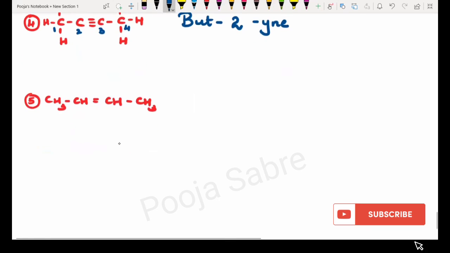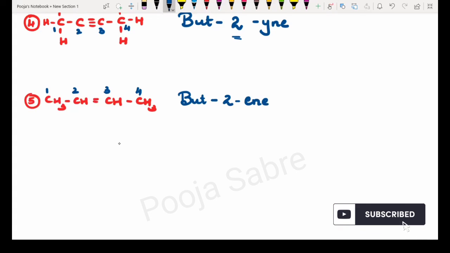Similar way, if I have a double bond containing compound, I'm going to number it 1, 2, 3, 4. The double bond or the triple bond in the previous example, as you can see, children, the triple bond is present between second and third carbon. So always take the lower position. So the numbering is 2. Similarly, I'm going to name it as but and then 2. And since my double bond is present, so I'm going to use the suffix ene. So the naming is but-2-ene.